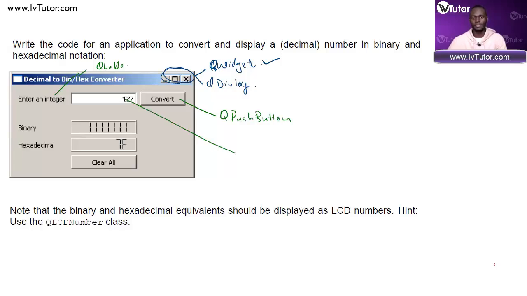So this here is a QLineEdit. And that is why I said it's important to actually go through that list and identify what else you have. And this is the same as a QPushButton as well. And here, they've given it for us. It's a QLCDNumber. So these two here, we've got a QLCDNumber.